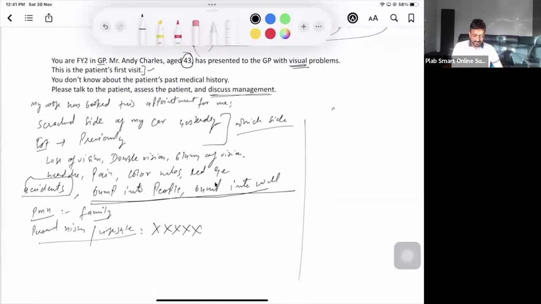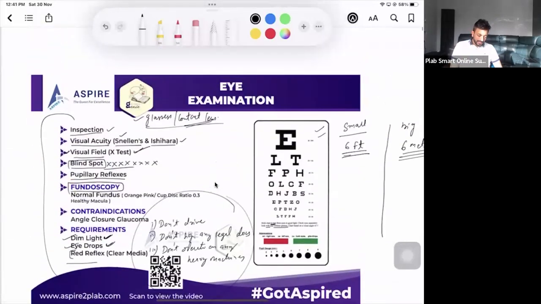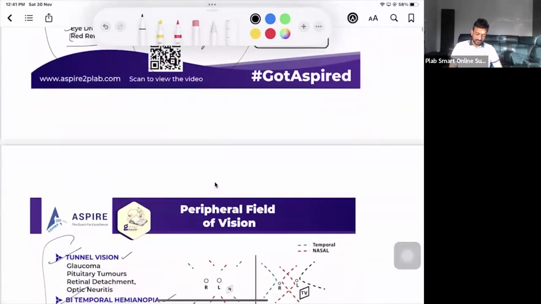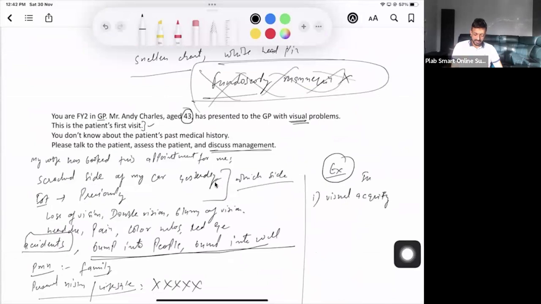Now, in terms of examination, what are you going to do in this station? First thing, I'm going to check visual acuity. Now, should I do inspection in this station? Yes, you can do it. Even if you miss it, that's absolutely fine. It's not going to make any difference in your management or in your marking. Visual acuity, it is a must. Then what is the main thing that I should do? The X test. What is it? So you need to do the peripheral field of vision.